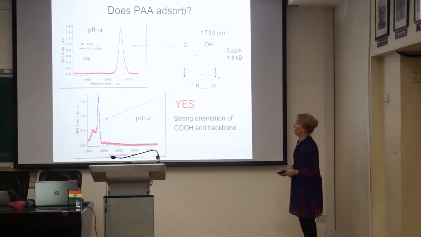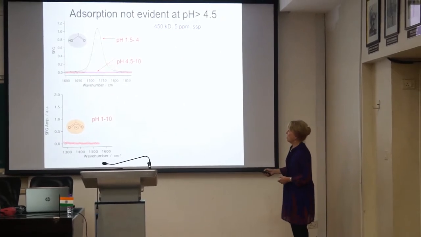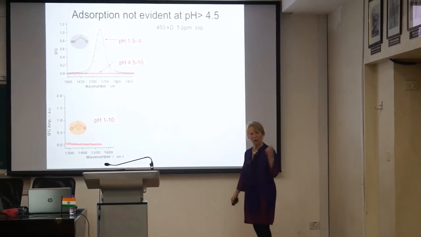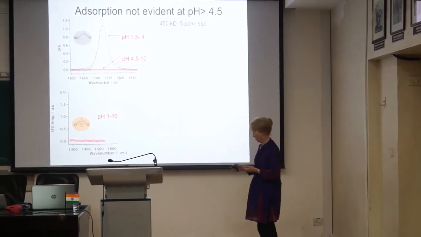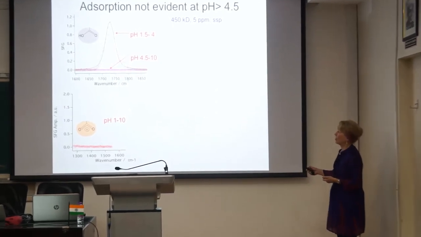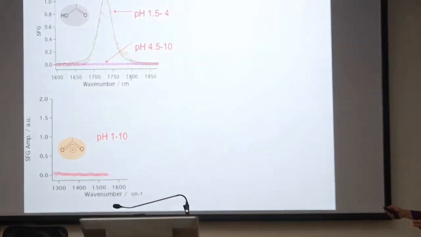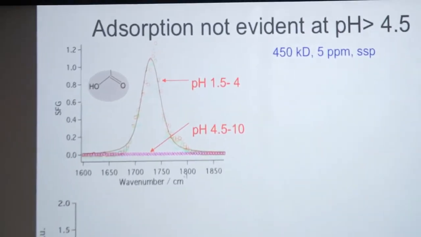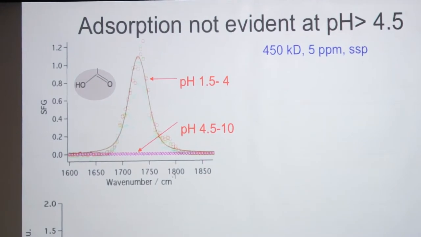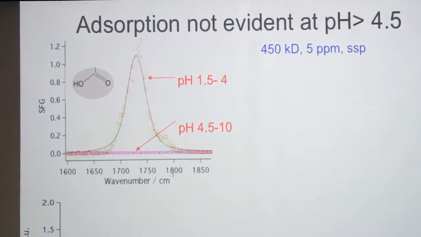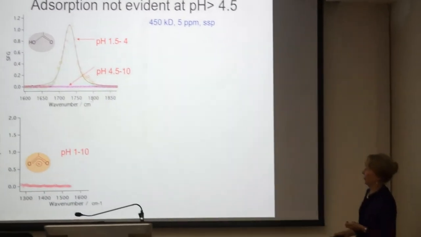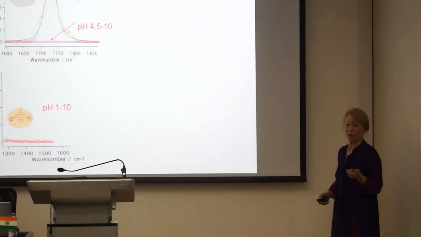So what happens now if we change the pH? Now let's change the pH where we pull the hydrogens off and it becomes charged. And what we find is that at pH 1.5 to 4, it's on. This is the carboxylic acid mode. And then you get to 4.5 to 10 and it goes off, it's gone or disordered. Then you start looking at the charged spectrum, and it never shows up. So it only shows up when it's protonated.